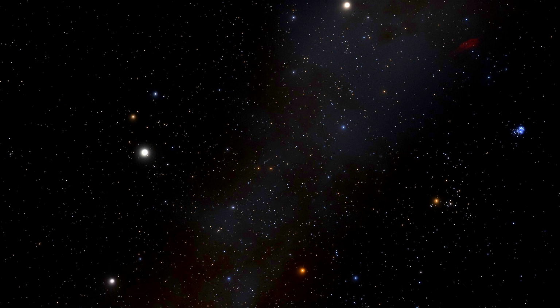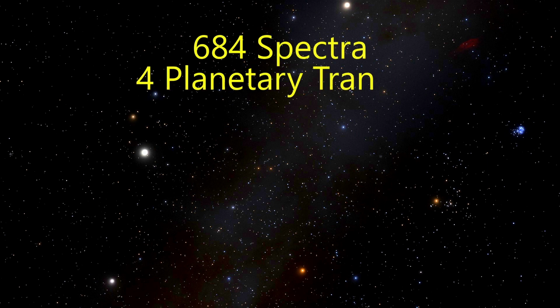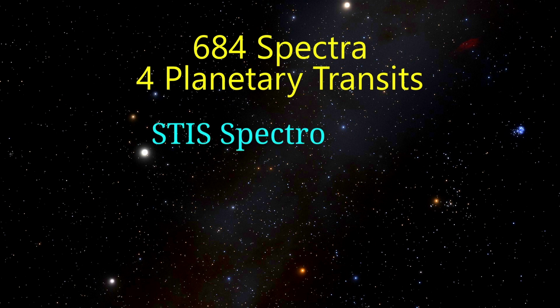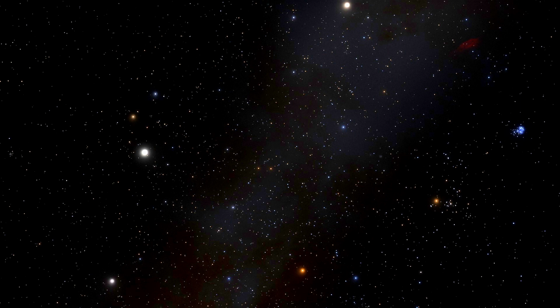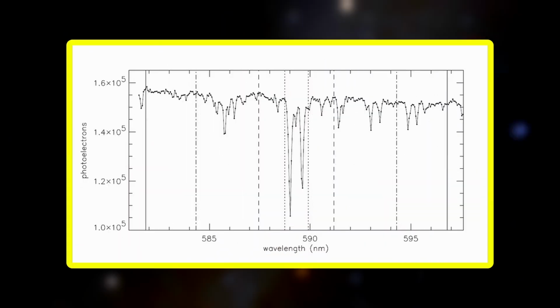The scientists obtained 684 spectra of the planet from 4 planetary transits using the STIS spectrograph on board the Hubble Space Telescope. Let's take a look at some of the plots. This is a portion of the STIS spectrum of the planet, and you can see a deep absorption in this particular region corresponding to sodium. If you take a look at the y-axis values, you might think that the absorption is not a deep signature.